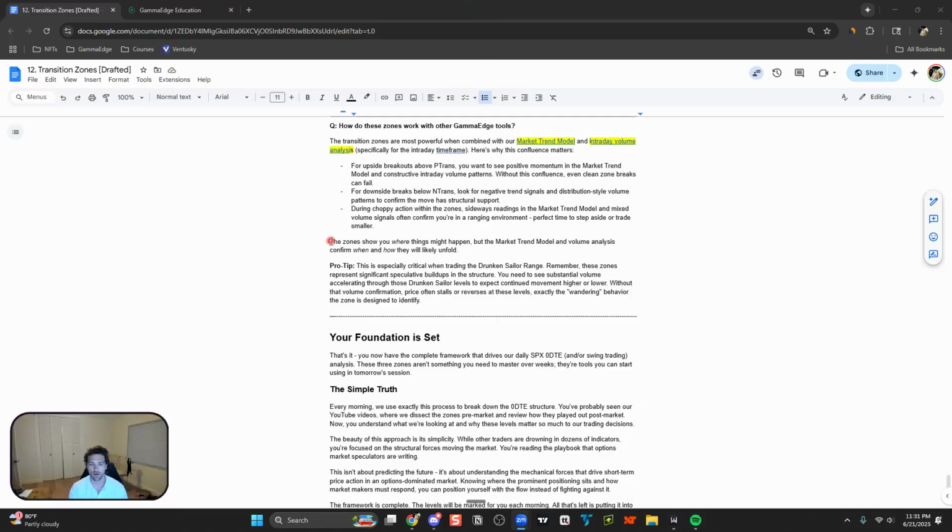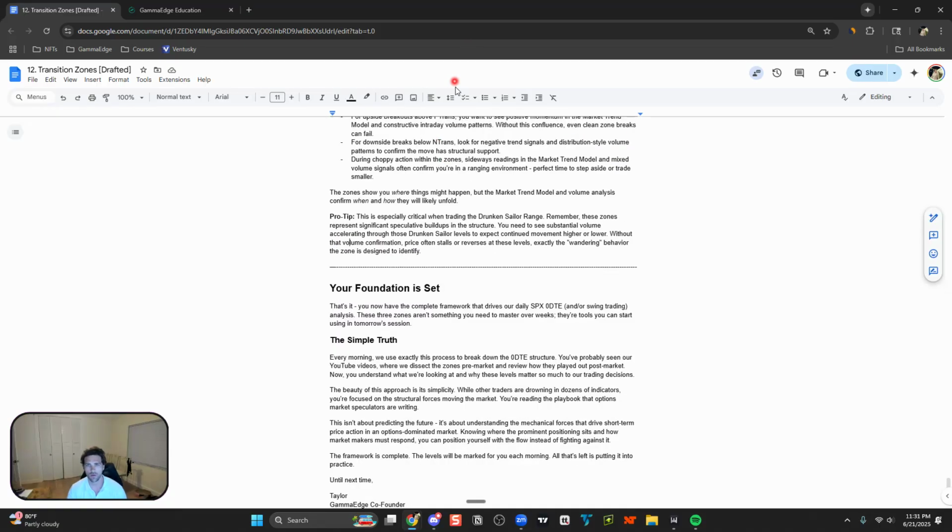And just to round out these tools, the zones we've discussed today show where things might happen, but the market trend model and the volume analysis confirm when and how they are likely to unfold. A pro tip, this is especially critical when trading the Drunken Tether range. Remember, these zones represent significant speculative buildup in the structure. You need to see substantial intraday volume accelerating through the Drunken Tether zone level to expect continued momentum higher or lower. Without this volume confirmation, price often stalls or reverses at these levels, exactly the wandering behavior the zone is designed to identify.